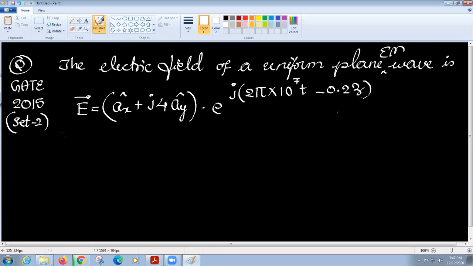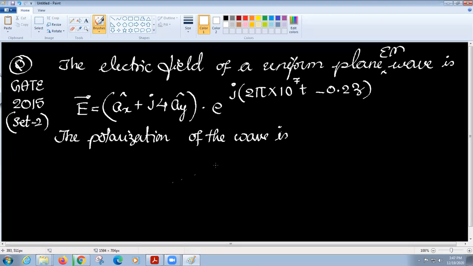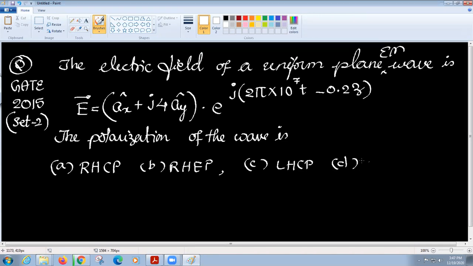Okay, see, the question is straightforward. You know, the polarization of the wave is, it's a one mark question. The polarization of the wave is, okay, let me give you options: right hand circular polarization and right hand elliptical polarization. So left hand circular polarization, and last one is left hand elliptical polarization. Which one do you think? I just unplugged my mic, you can speak out.